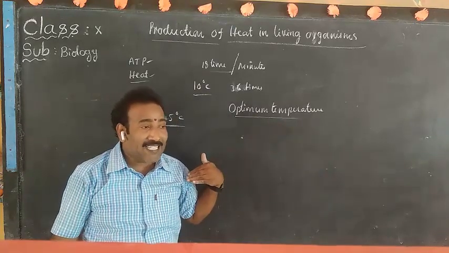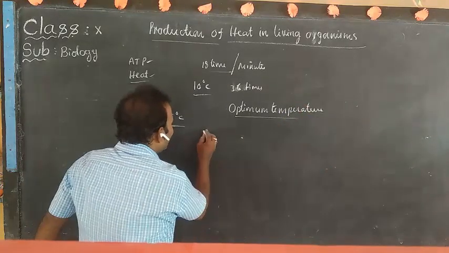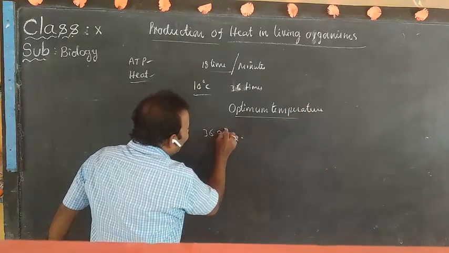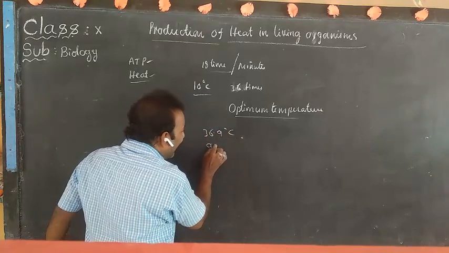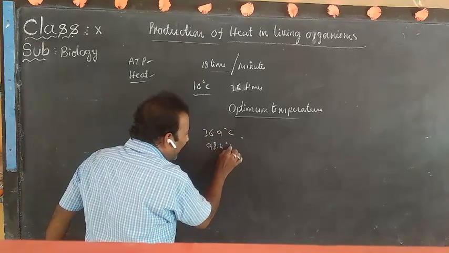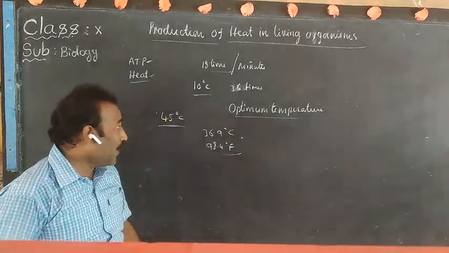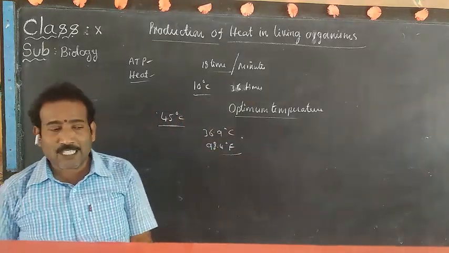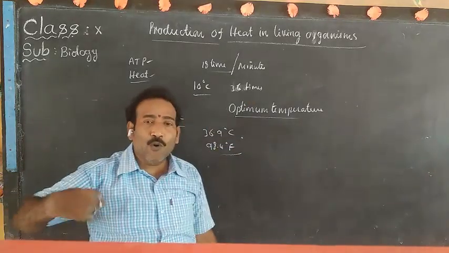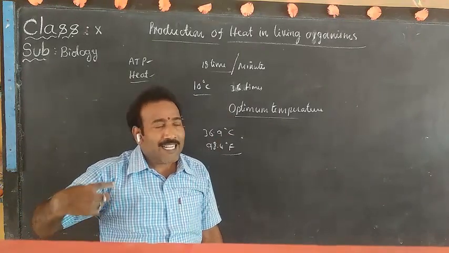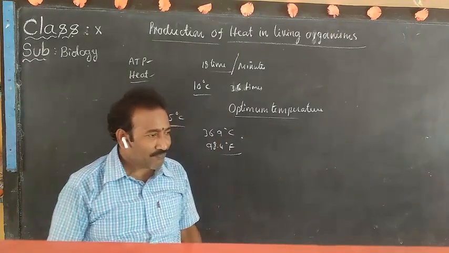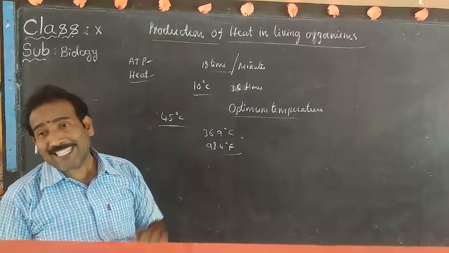Our body temperature is how much? 36.9 degrees Celsius or 98.4 degrees Fahrenheit. So it is more than room temperature. That's why we continuously lose some amount of heat from our body. But we have a constant body temperature.